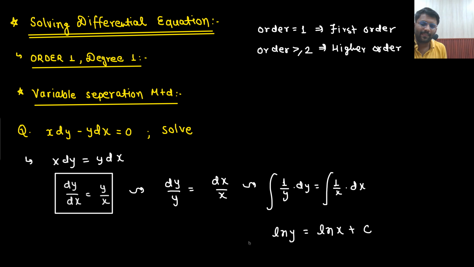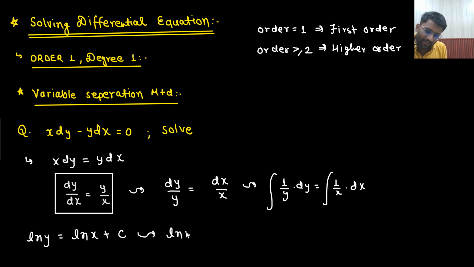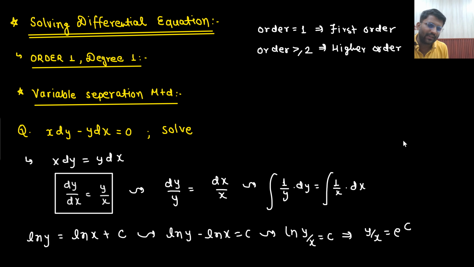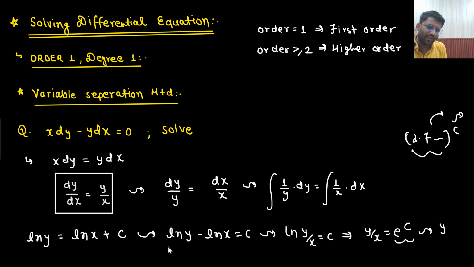So what answer will you get? This is what we get after integrating: ln y minus ln x equals c. Here I can reuse the property ln a minus ln b equals ln a by b, so ln y by x equals c. This ln goes to the other side and becomes e to the power c, so y by x equals e to the power c. E is 2.7 point something, to the power c, which is a constant. A constant to the power of a constant will be a constant only, a bigger constant. So y by x equals some constant.